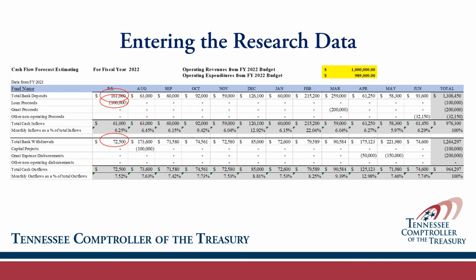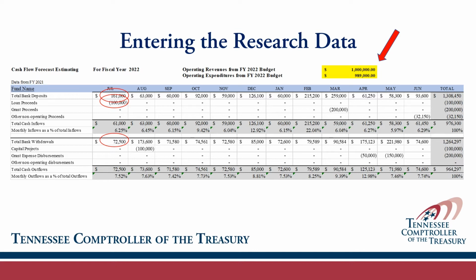Now just enter all remaining months in the same way. After this is complete, enter the total amount of general fund operating revenue and operating expenditures from the budget document in the yellow highlighted cells here. Now that this section is complete, notice the percentages under the total operating cash receipts and cash disbursement lines. This is the percent of the total year each month represents. For July, $61,000 of operating receipts is 6.25% of the total year.